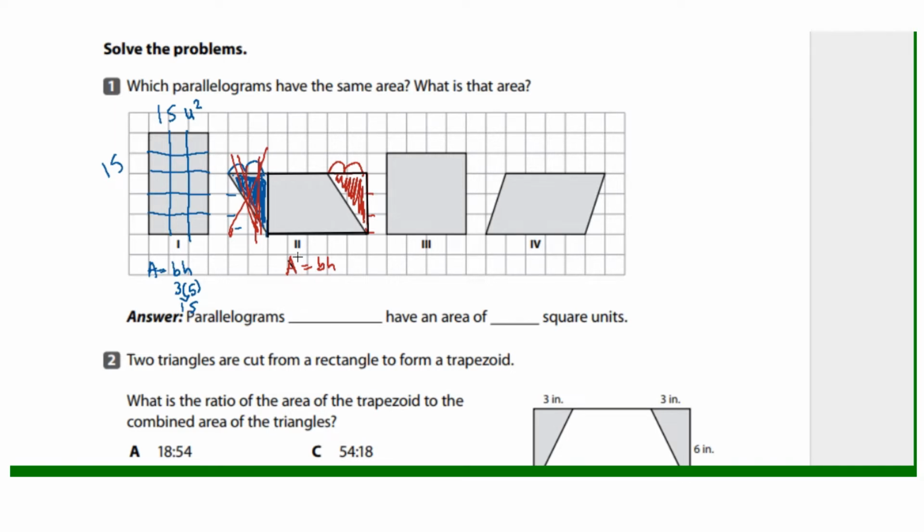So now I'm going to get the base. If I count the square units along the base, 1, 2, 3, 4, 5, I can substitute it into my formula. And my height, 1, 2, 3, from the bottom to the top. So I'm going to put 3 right there. And then the area is 15 square units again.